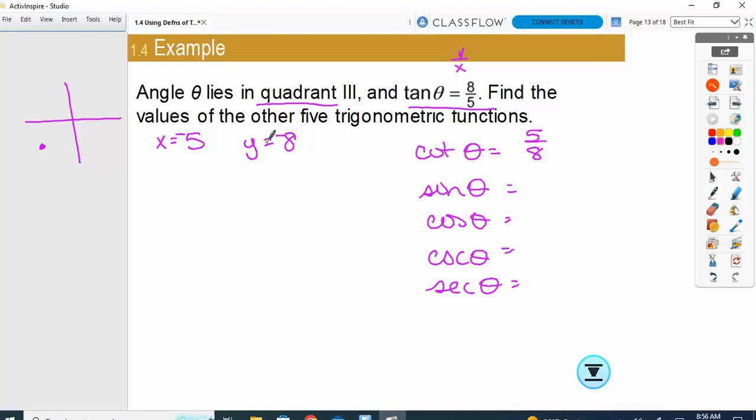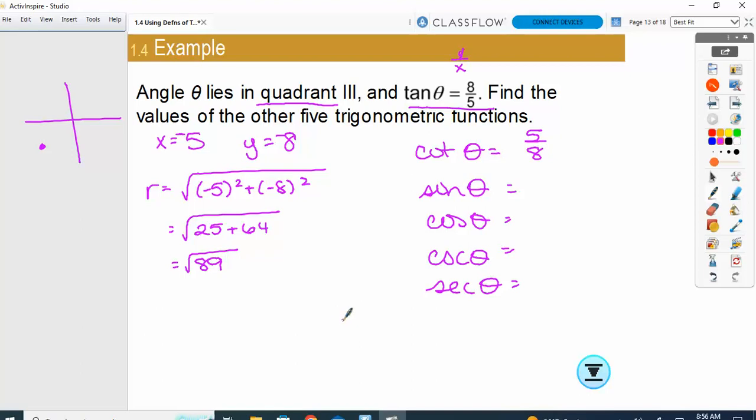But that quadrant is telling you what has to be negative. So now I have x and y, and that means we can get r. We know r is the square root of x squared plus y squared. So we did the square root of 89. Does that reduce? No. So then we can go through the rest. Sine is y over r, so that would be negative 8 over the square root of 89. And we know we have to get the radical off the bottom, so that would be negative 8 radical 89 over 89.